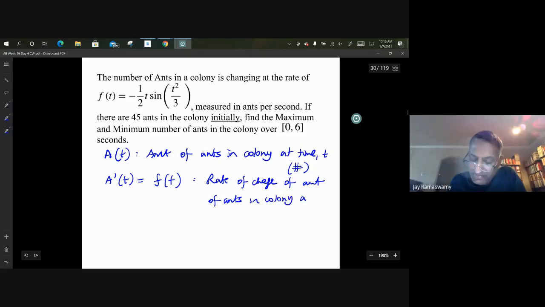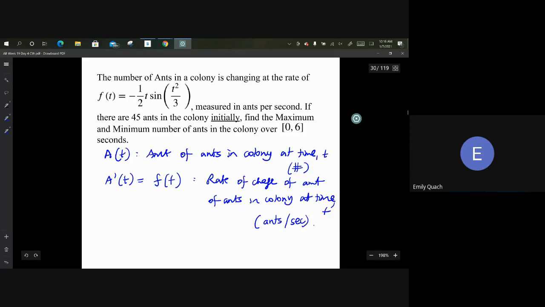Don't be lazy. And it's given, it's measured in ants per second. Is that clear? Okay, now.